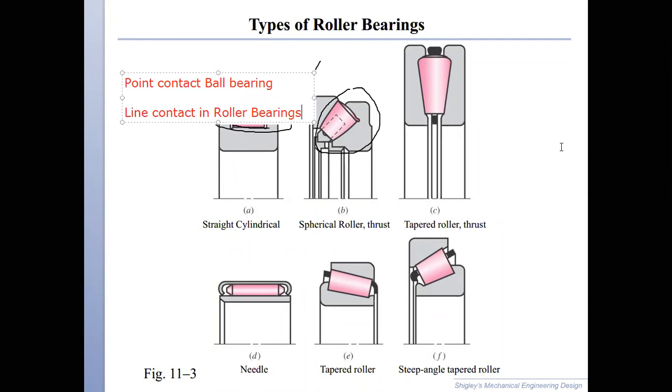So what do you think, which bearing can take more load?